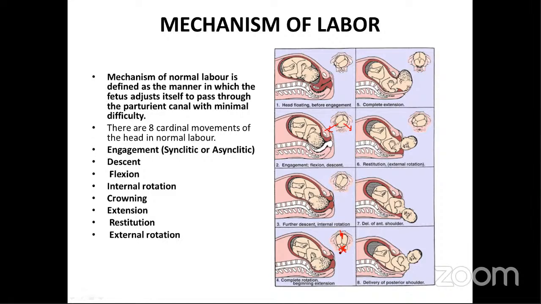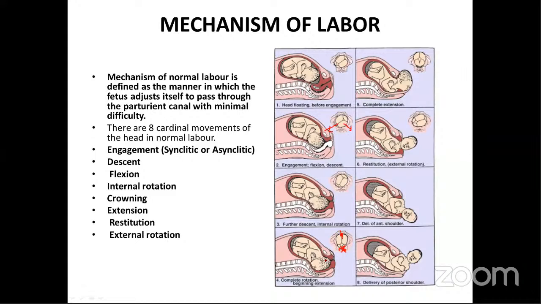What kind of mechanism of labor occurs and what kind of delivery is that called? Face to pubis delivery. Face to pubis, very good. So it occurs in a face to pubis delivery manner. That means the face is towards the pubis.